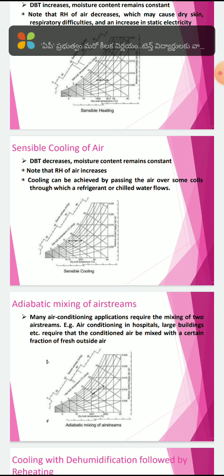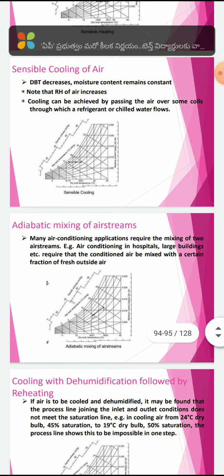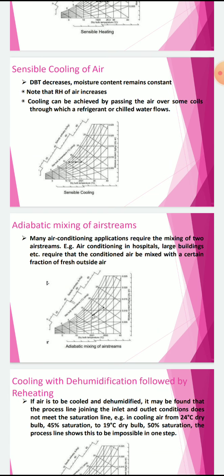Adiabatic mixing of air streams for quality maintenance. Many air conditioning applications require the mixing of two air streams. For example, air conditioning in hospitals, large buildings, etc. requires that the conditioned air be mixed with a certain fraction of fresh outside air. As we discussed, 20% of fresh air is mixed and again sent into the chamber where air must be conditioned. That is what we call adiabatic mixing of air.